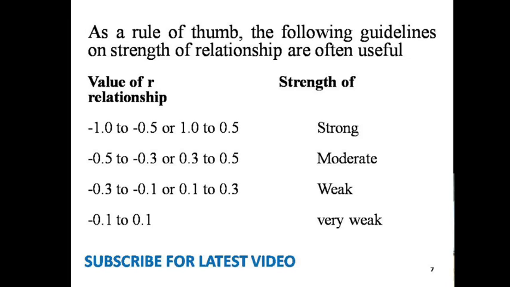If R value is in between -0.5 to -0.3 or 0.3 to 0.5, it means correlation is moderate. If R value is in between -0.3 to -0.1 or 0.1 to 0.3, it means correlation is weak. If R value is in between -0.1 to 0.1, it means the correlation is very weak. If R value is equal to 0, it means there is no correlation.